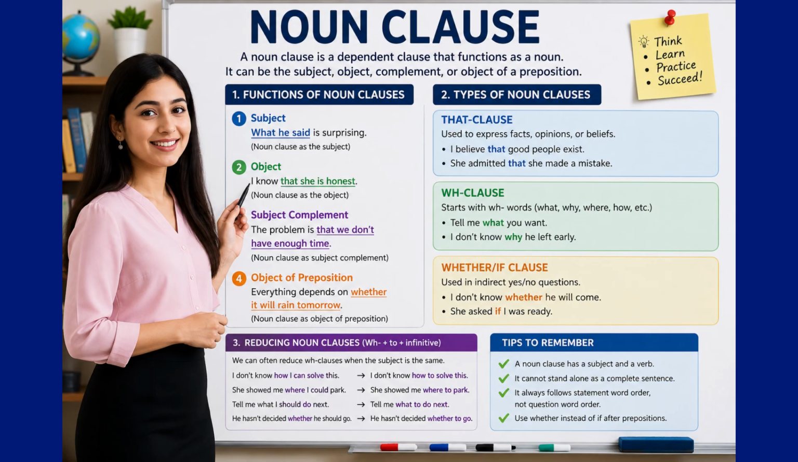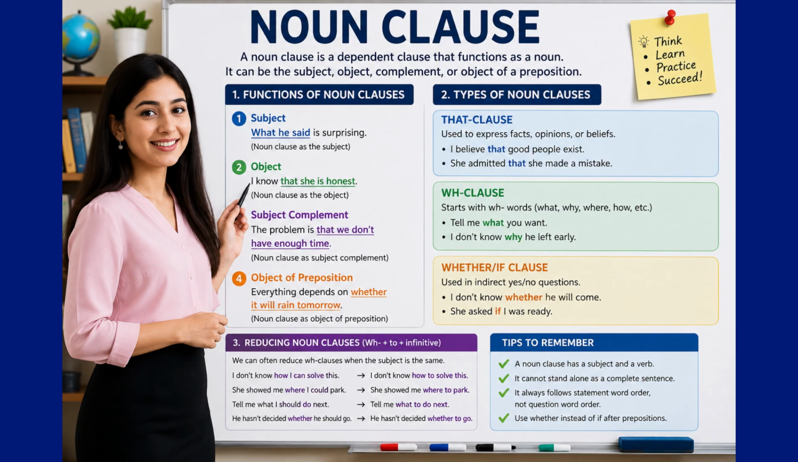Conclusion. To conclude today's lesson, remember that a noun clause is simply a dependent clause that functions as a noun. It can serve as the subject, object, complement, or object of a preposition. The three main types of noun clauses are that clauses, WH clauses, and whether/if clauses. One of the most important grammar rules is that noun clauses always use statement word order, even when they begin with a question word.